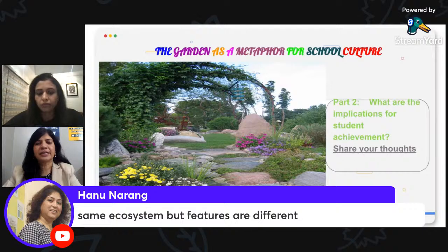So what are the implications? Like you all said, the features are different and the plants are different. In our classroom, we see that different children are there and they have different needs and they blossom at their own time. They have their own pace. So what are the implications on student achievement?